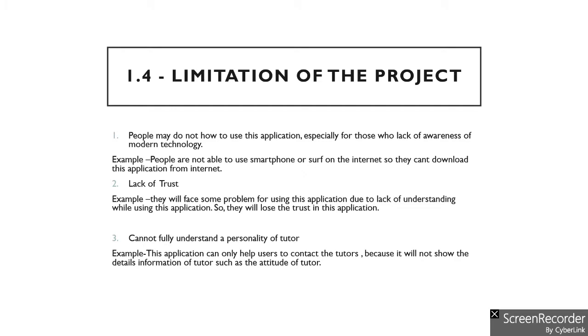The fourth part is limitation of the project. First, pupils may not know how to use the application, especially those who lack awareness of modern technology. For example, pupils are not able to use a smartphone or surf the internet, so they can download this application from the internet. Second, lack of trust.